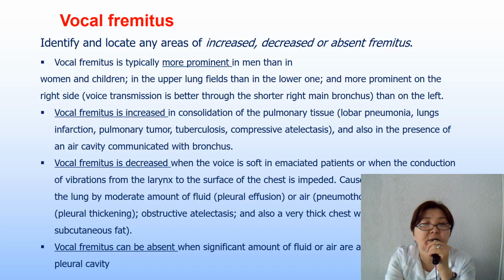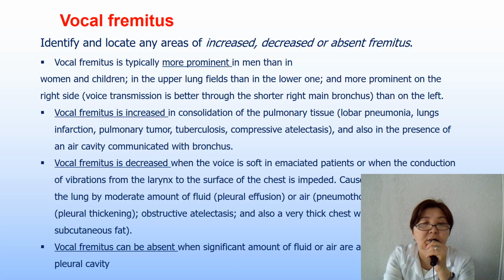Vocal fremitus is typically more prominent in men than in women and children, in the upper lung fields than in the lower ones, and more prominent on the right side. Voice transmission is better through the shorter right main bronchus than on the left.